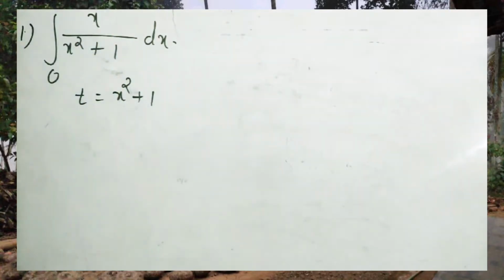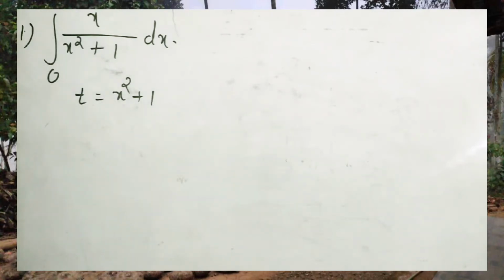Okay, this problem you can do in two ways. Either first you can find the indefinite integral corresponding to this, and after that you can put x is equal to 1 and x is equal to 0. Or you can directly evaluate this definite integral, that I am going to do here.